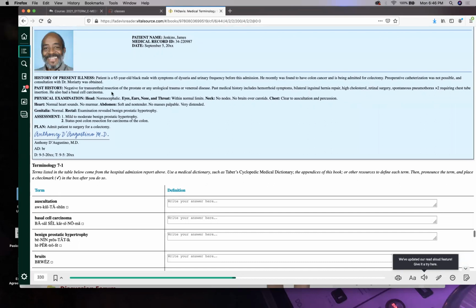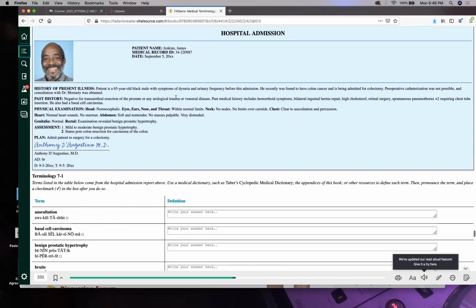Past medical history, negative for TURP or transurethral resection of the prostate. He didn't have any urological trauma, or he never had any VD or an STD related to any of his urological anatomy. He had a hemorrhoid, bilateral inguinal hernial repair. I could ask, when we repaired his hernia, did we repair the left side, right side, both, neither? Did my patient have hypercholesterolemia, hypocholesterolemia, eucholesterolemia? None of the above. He had a spontaneous pneumothorax.